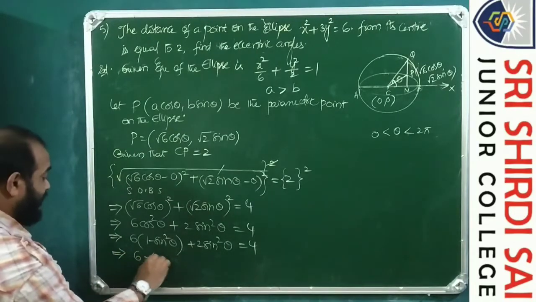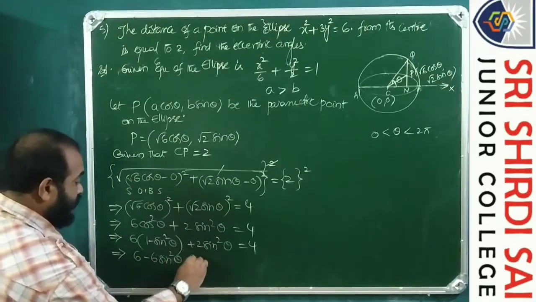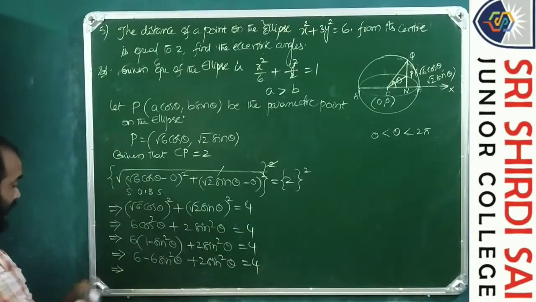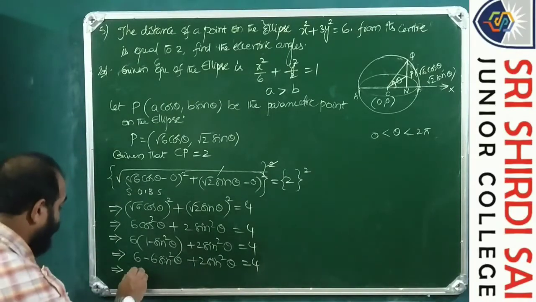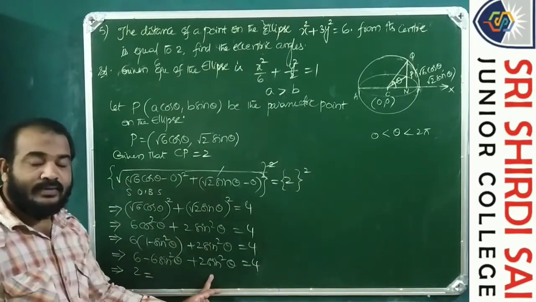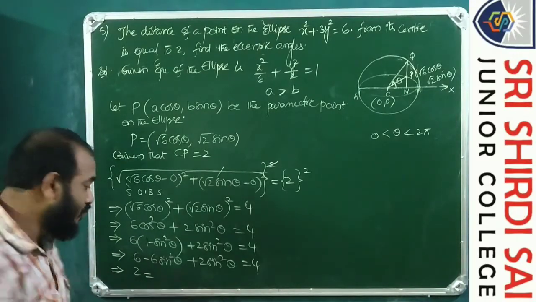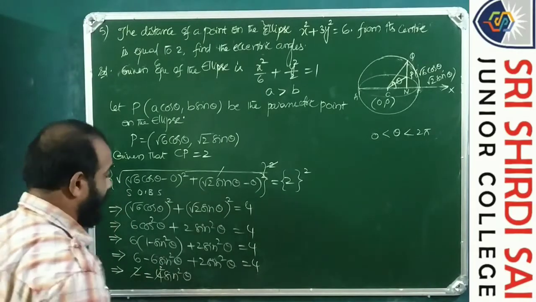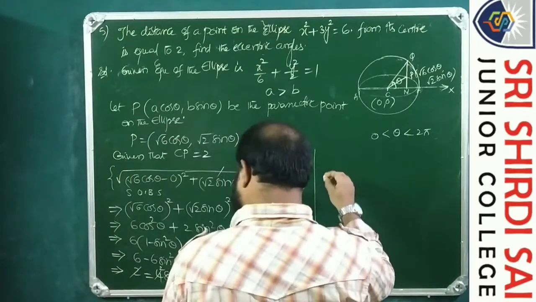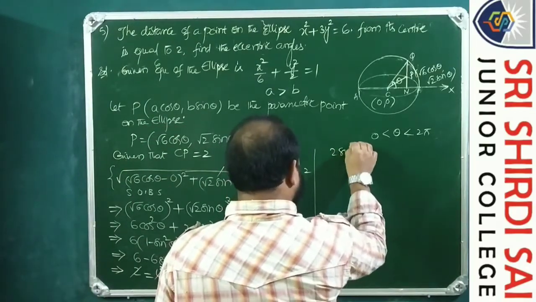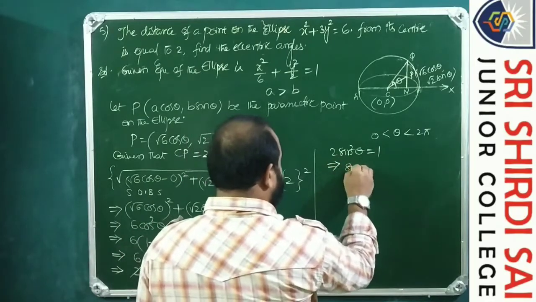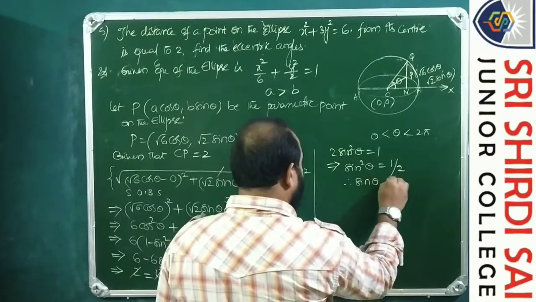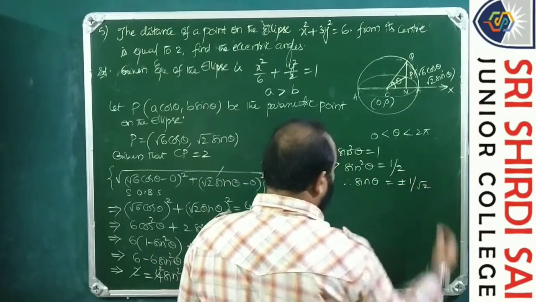So this is 6 minus 6 sin square theta plus 2 sin square theta is equal to 4. 6 minus 4 is 2, which is equal to minus 6 sin square theta plus 2 sin square theta, which is minus 4 sin square theta. If you transpose 4 sin square theta, we get 2 sin square theta is equal to 1. So sin square theta is equal to 1 by 2. Therefore sin theta is equal to plus or minus 1 by root 2.